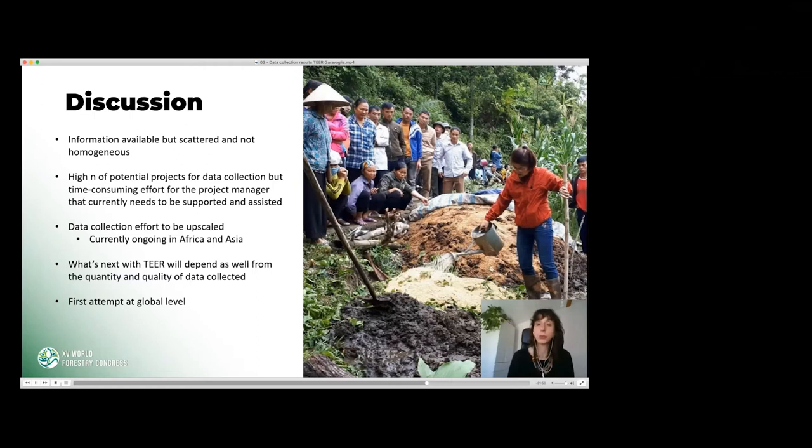We have a great collaboration with the partners that are already involved in the initiative, but the subject of the TEER, the cost and benefits of restoration, considering also the global movement that has been put together by the UN Decade on Ecosystem Restoration, is causing a growing interest in this topic. We have received the interest of many technical institutions, research institutions and donors. And any collaboration with project managers and organizations at global level is very welcome.